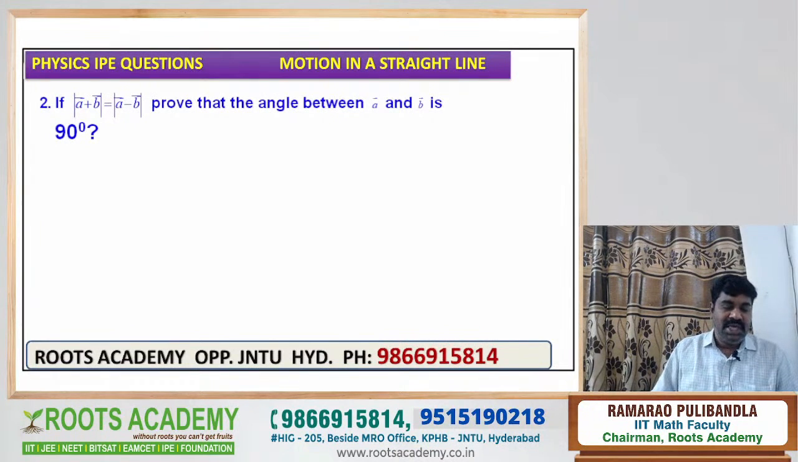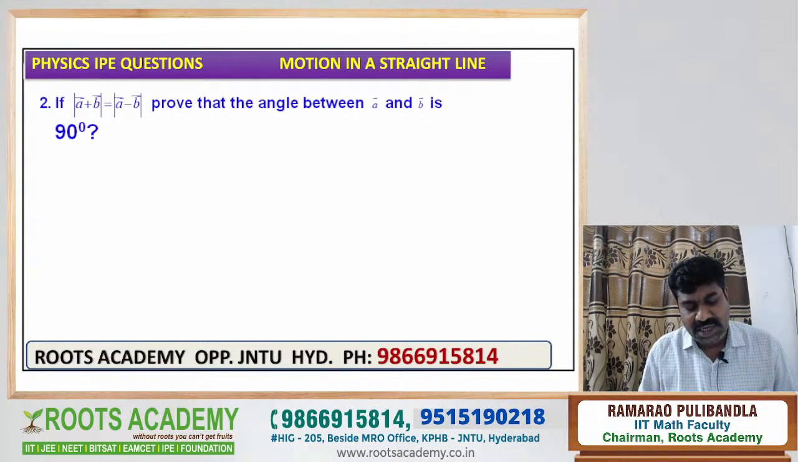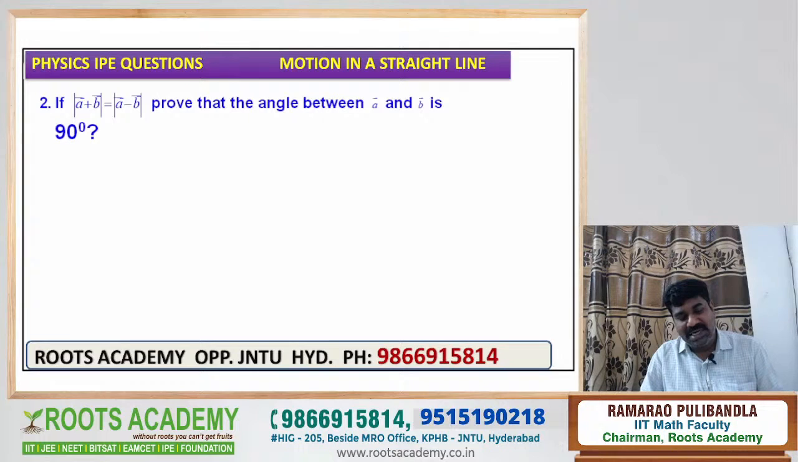Modulus of A bar plus B bar is equal to modulus of A bar minus B bar. Prove that the angle between A bar and B bar is 90 degrees. Here, in the case of the parallelogram law of vectors, what is the resultant vector?